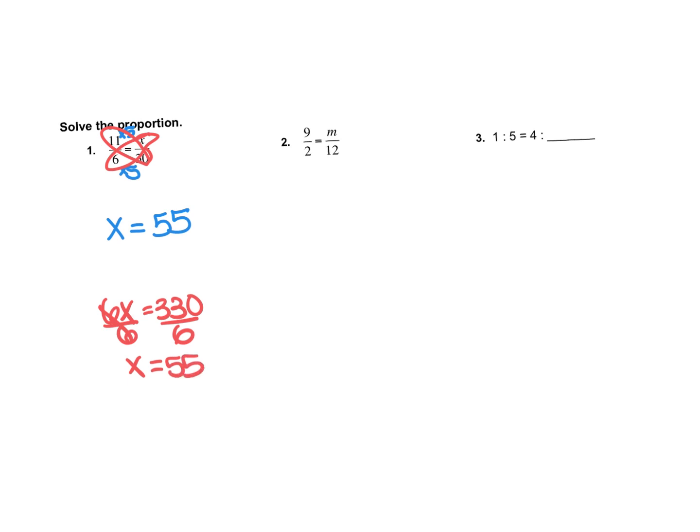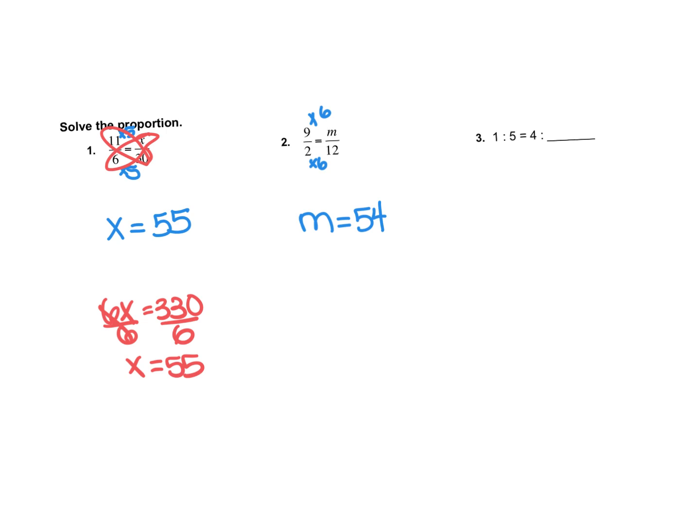So question number 2. Let's go ahead. If we're able to just see what happens, I think that's the easiest way to solve them, but we're not always going to be able to do that. So how do I go from 2 to 12? I'm multiplying by 6. And then if I do that on the bottom, I have to do that on the top. And so 9 times 6 is 54, so m is equal to 54. Now for question number 3, I like to rewrite those as fractions.